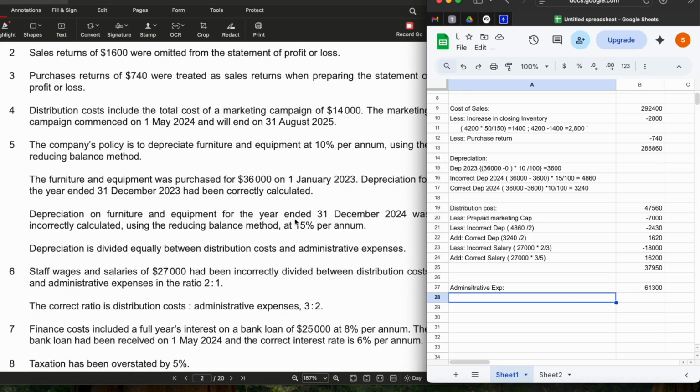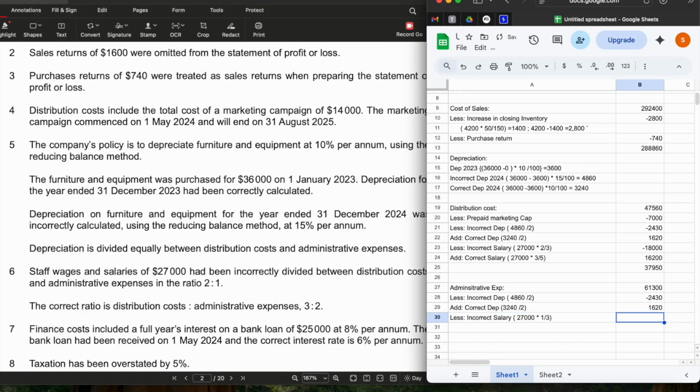Now the depreciation expense is exactly like distribution cost because we are subtracting an equal amount. So I'll just copy paste this one. The incorrect amount was minus 2,430 and the correct amount should be 1,620. When it comes to salary, first we'll subtract the incorrect salary, which is 27,000, but the ratio was 2:1, so it is 1 for administrative expense, divided by 3. If I calculate that, that is 9,000, so minus 9,000.